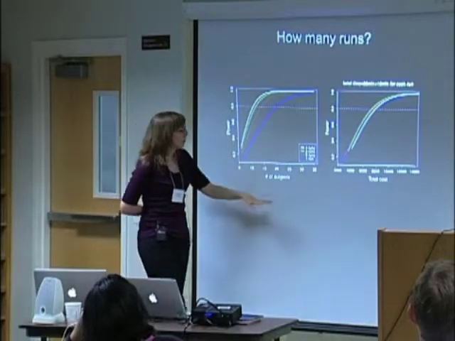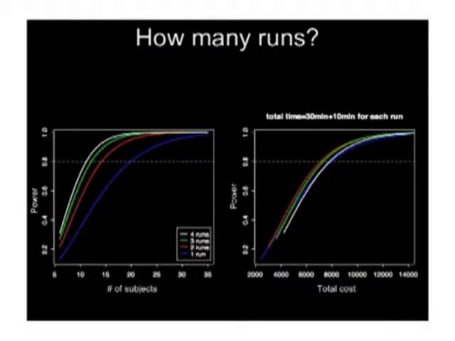So I also looked at this power as a function of cost, and again, you can see the white and the blue lines correspond to the 1 and the 4 run studies, and those tend to be the most expensive. And cost was calculated the same here as it was before. And then the 2 and 3 run studies have comparable costs.